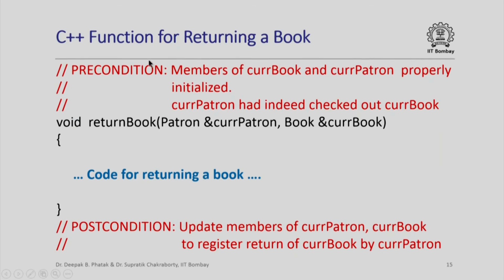Well, how would we write a C++ function for returning a book? So, just like for claiming a book and for checking out a book, we would write a function to which we would pass current patron and current book as parameters passed by reference. Here as precondition, we are going to assume that members of current book and current patron are properly initialized, and we will also assume very importantly that current patron had indeed checked out current book, that current patron is not trying to return a book that she had not checked out.